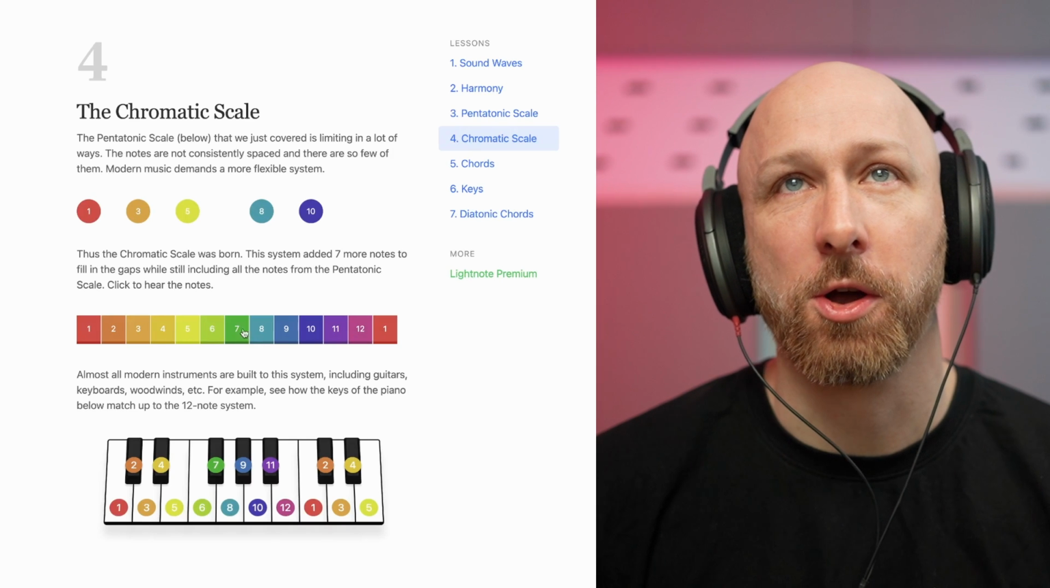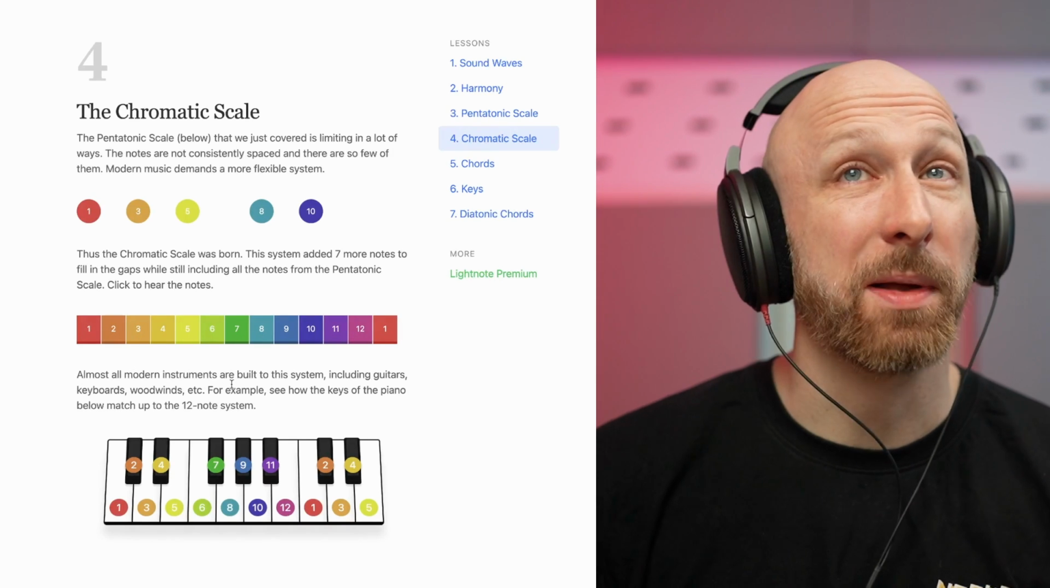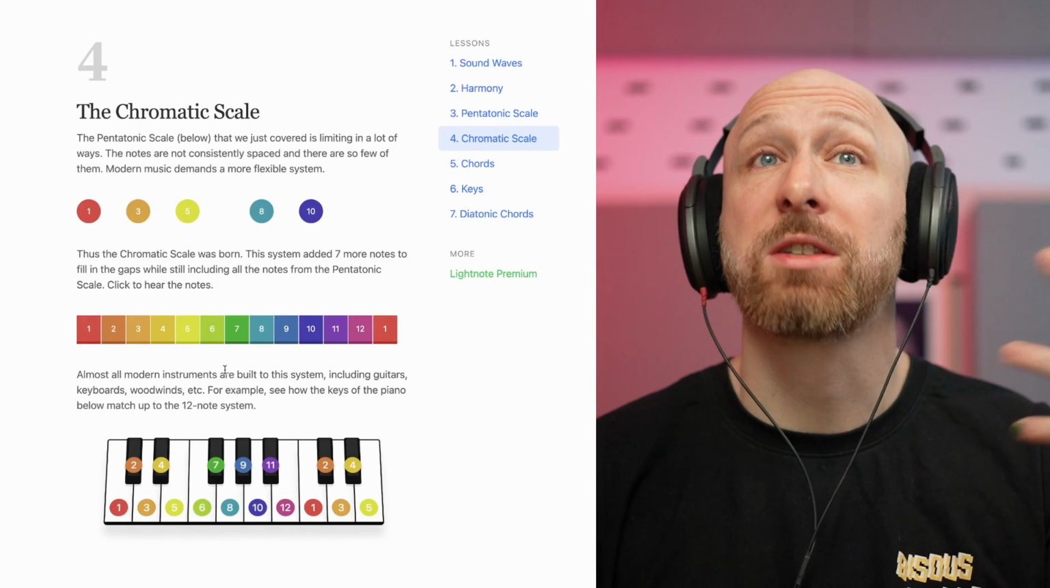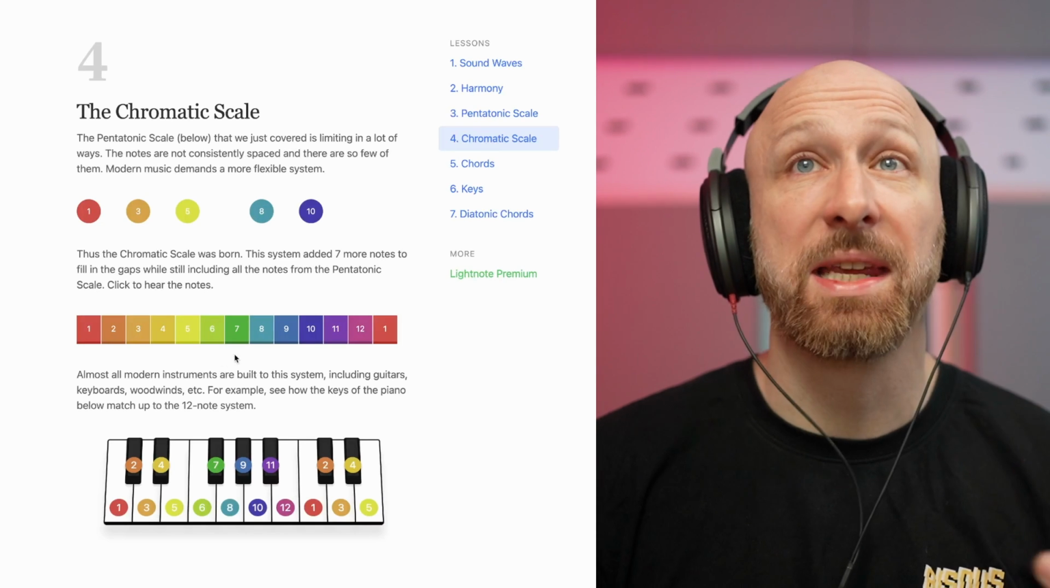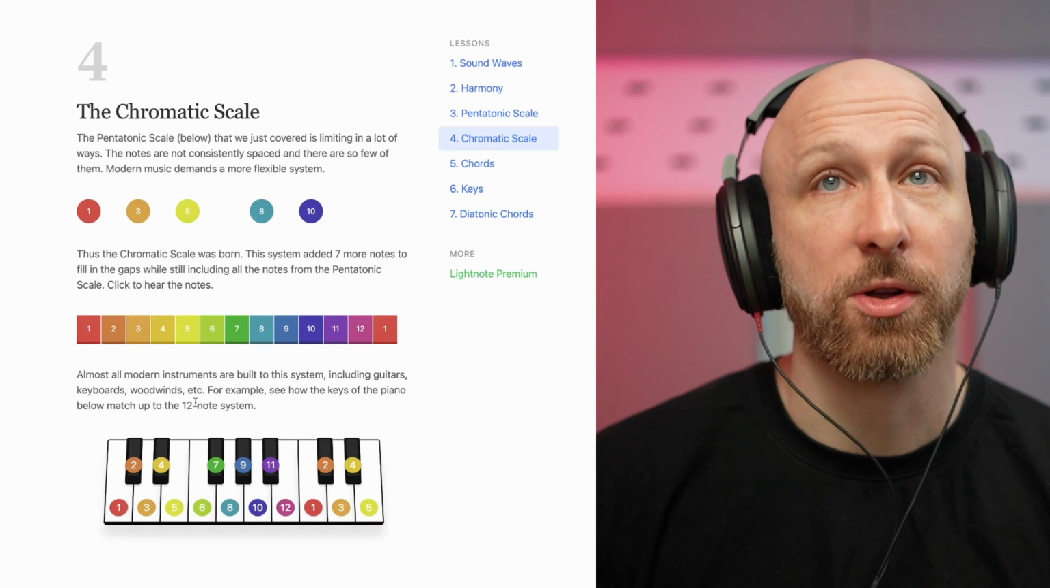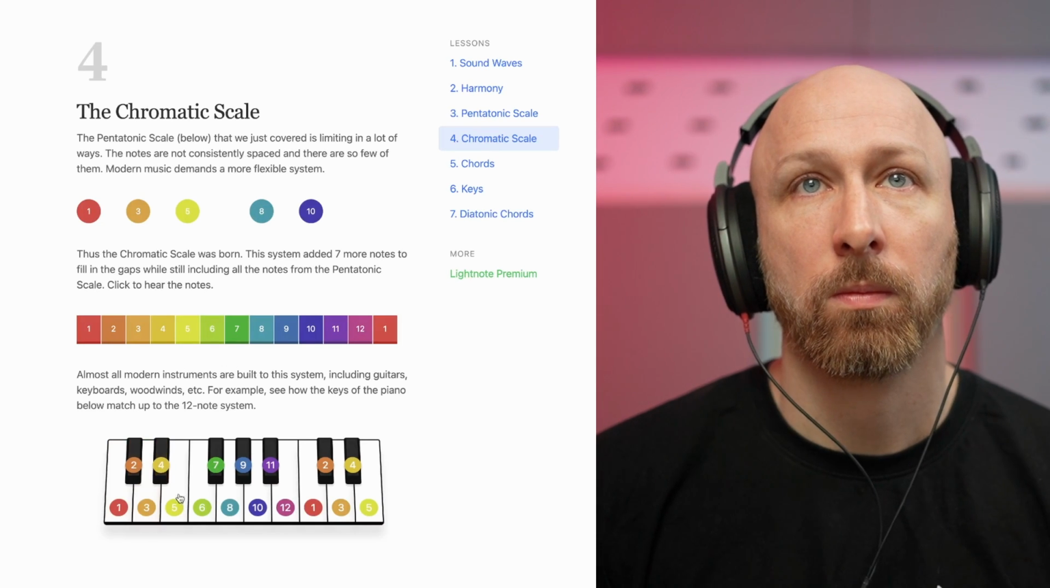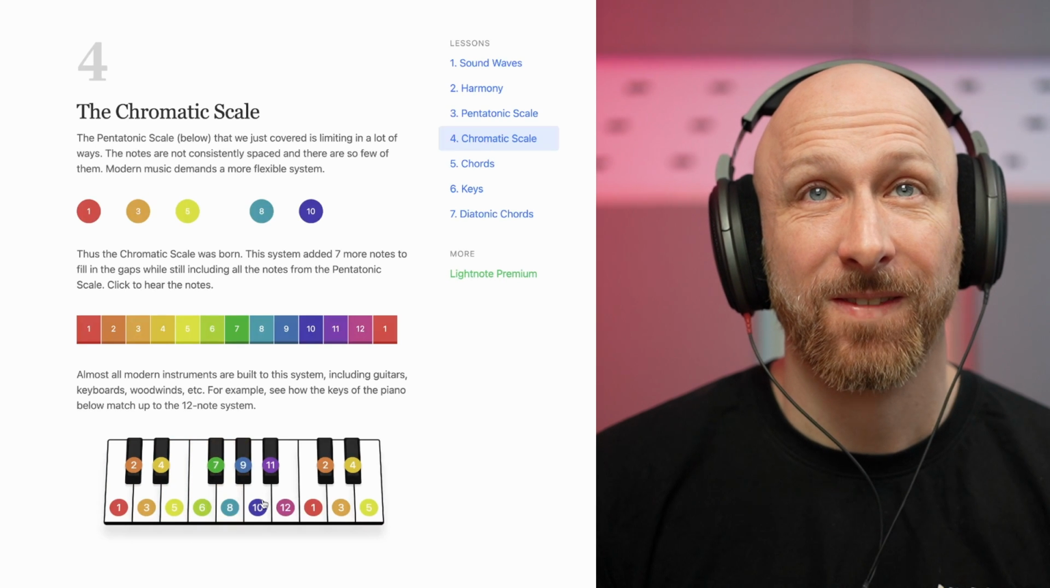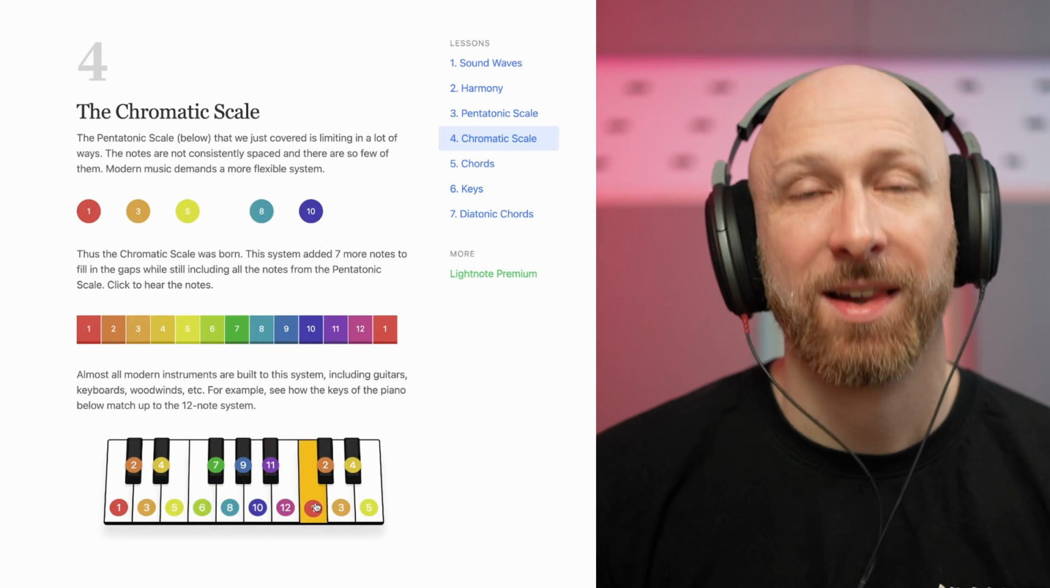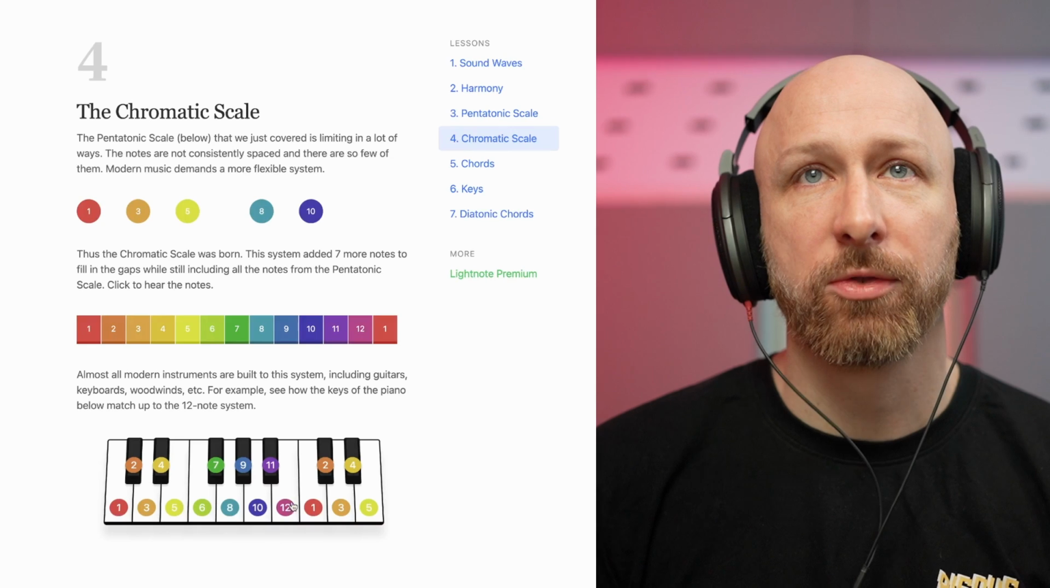Amazing, that's all the notes. Almost all modern instruments are built to this system, including guitars, keyboards, woodwinds, etc. For example, see how the keys of the piano match up to the 12-note system. Excellent. So yeah, we've got 12 notes in an octave.